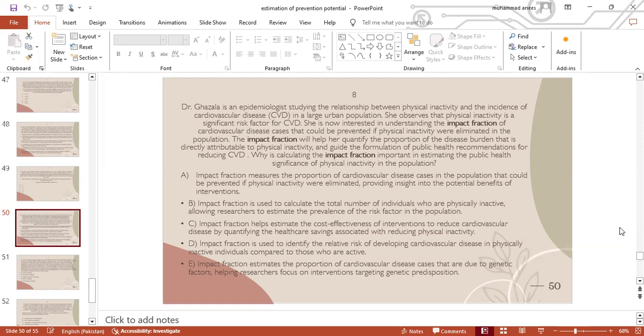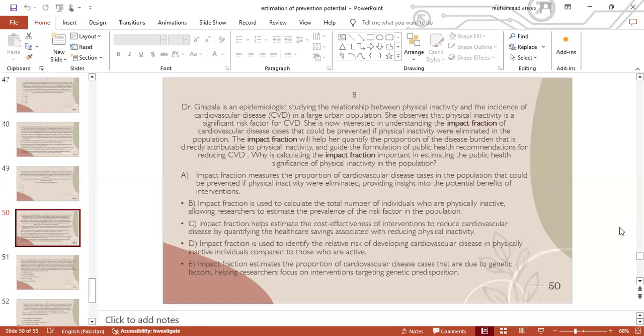A, impact fraction measures the proportion of cardiovascular disease cases in the population that could be prevented if physical inactivity were eliminated, providing insight into the potential benefits of interventions. B, impact fraction is used to calculate the total number of individuals who are physically inactive, allowing researchers to estimate the prevalence of the risk factors in the population.